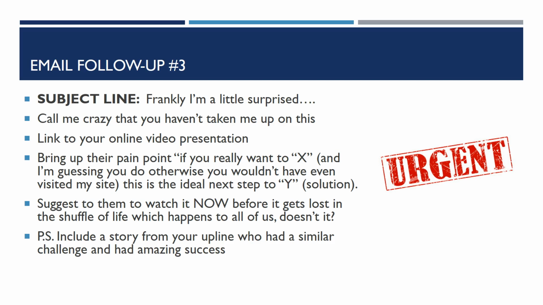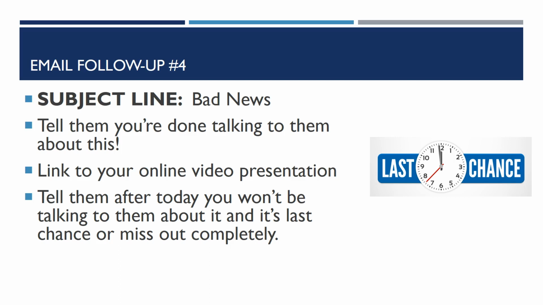Then you want to put a PS on this email, including a story from your upline who had a similar challenge to what your lead is having right now and had amazing success. Provides third-party validation and social proof. Email number 4 goes out on day 4. Subject line, bad news. Tell them that you're going to be done talking to them about this.